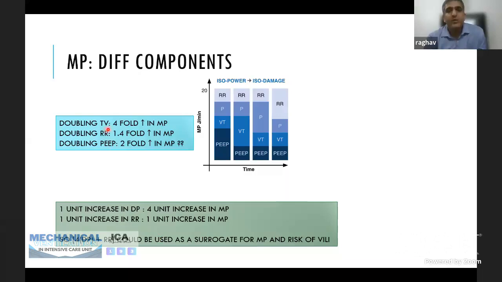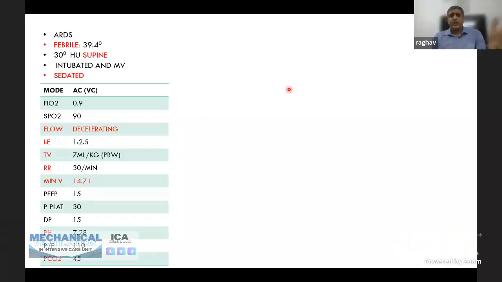If tidal volume is doubled, it increases the mechanical power fourfold. If respiratory rate is doubled, the mechanical power increases 1.4 times. And if PEEP is doubled, the mechanical power increases 2 times. However, if the sum of all these, put into the formula, is the same, the damage will be similar. So, how to use mechanical power at the bedside, I will show you with this example.